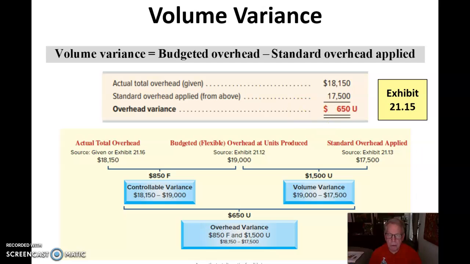Now we're in position to spin out the two subcategories of overhead variance, controllable variance and volume variance. Here we're going to do the same thing we've been doing. We look at the 18,150 to compare to the 19,000, and then the 19,000 compared to the 17,500. And we find that we have an $850 favorable controllable variance, and then a $1,500 unfavorable volume variance.